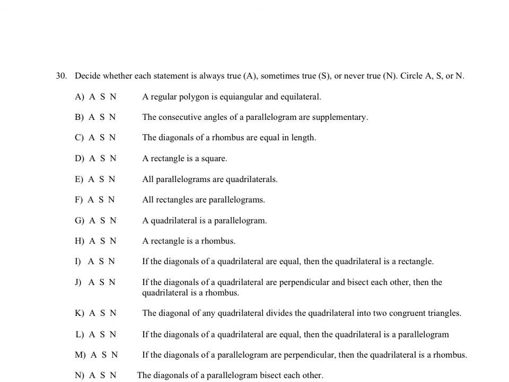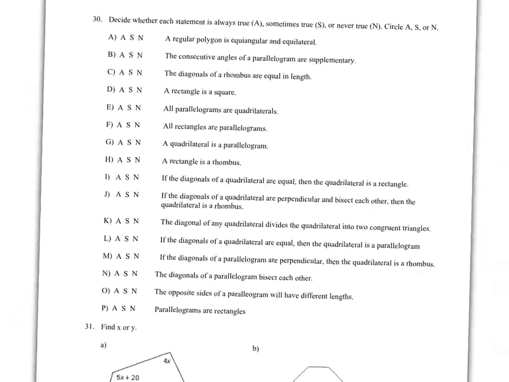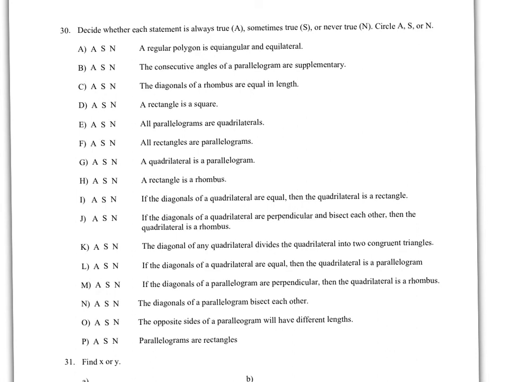Alright, here, we're going to go through this fairly quickly. Decide whether each statement is always true, sometimes true, or never true. So let's check this out. Polygon is equiangular and equilateral. That is always true. Consecutive angles of a parallelogram are supplementary. Yes, that is always going to be true. Diagonals of a rhombus are equal in length. The diagonals of a rhombus are not always equal in length, but sometimes they are. If it's a square, it is a rhombus, but a square also has diagonals that are congruent. So sometimes the diagonals of a rhombus are equal.